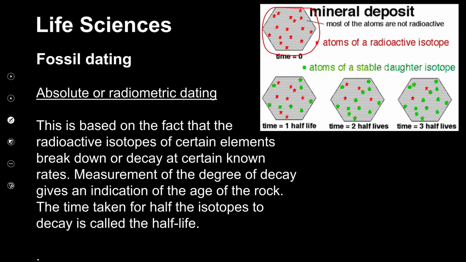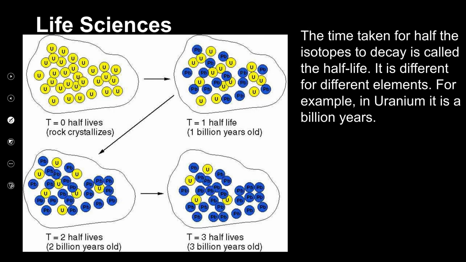When an organism dies, those radioactive atoms gradually decay or break down, and here they're shown in green. So scientists can look, and according to how many of the atoms that were radioactive have broken down, they can work out how old the rock is. The time taken for half of the radioactive atoms to break down is called a half-life. And the figure for a half-life is different in different elements.